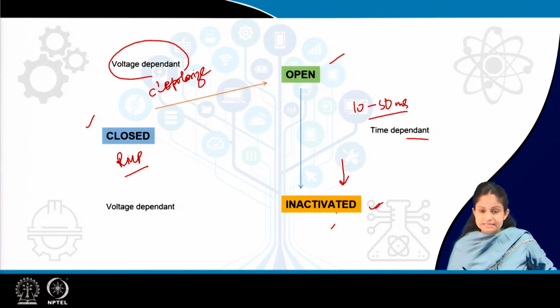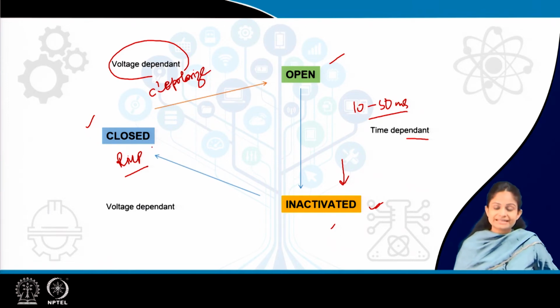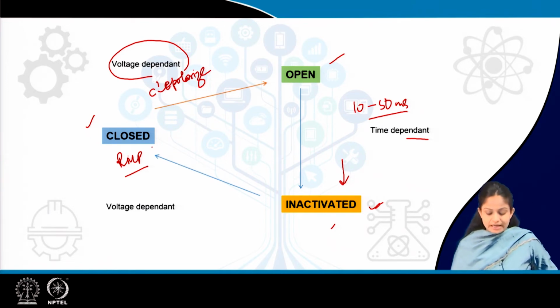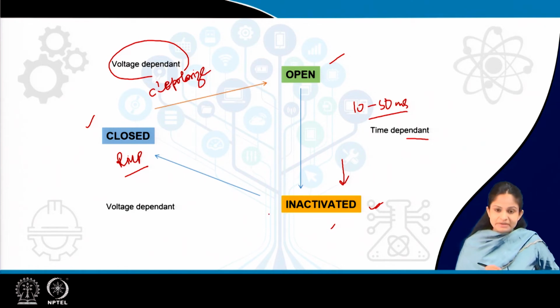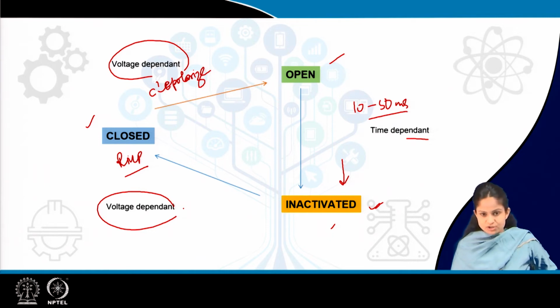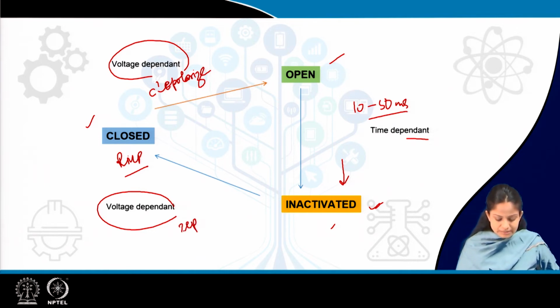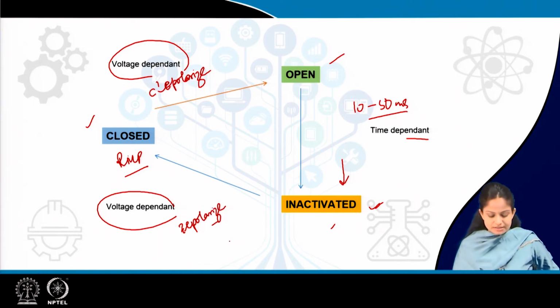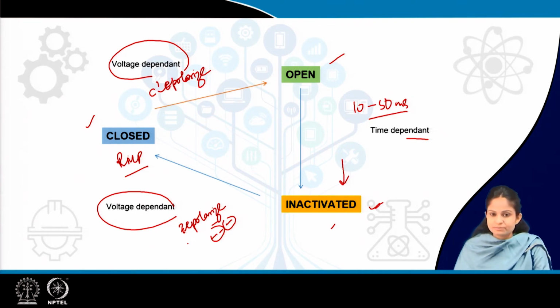From this inactivated state you can't open the channels again until it reaches the closed state again, which means from the inactivated state the membrane should respond to the voltage changes. Because this is voltage dependent, the cell has to repolarize again. So, from positive it should become negative, and it should come closer to the resting membrane potential again to open the channels.